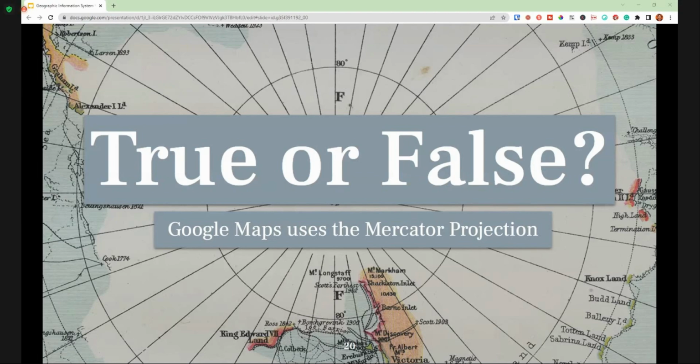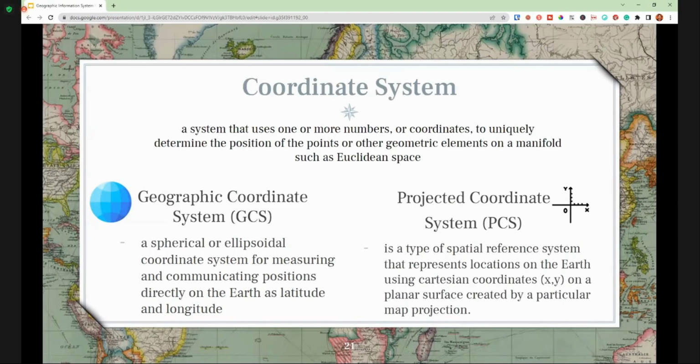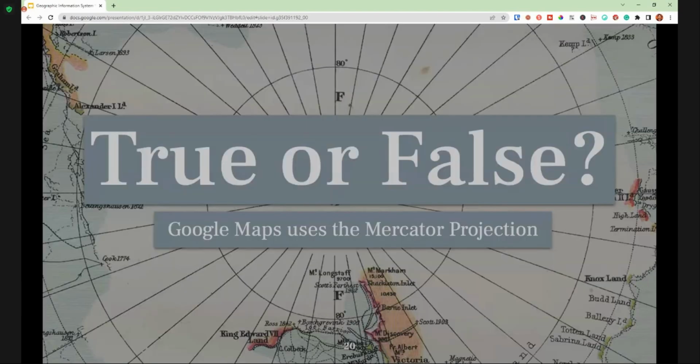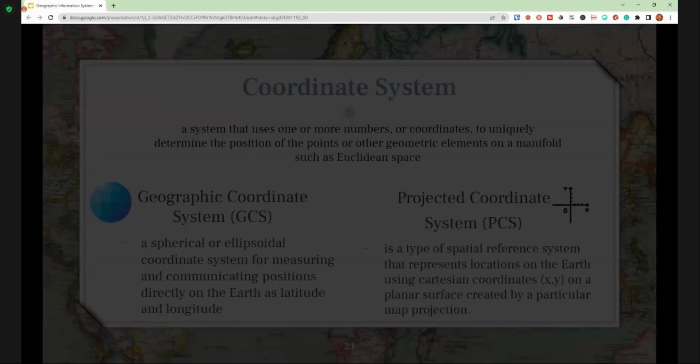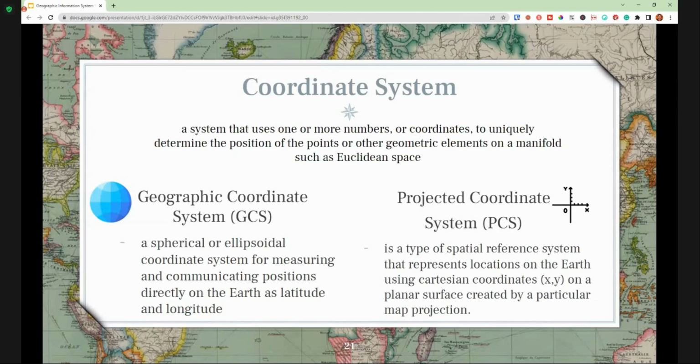Yeah. All right. So, punta naman tayo sa, so we have this projection. So, we have also this like coordinate system. So, basically a coordinate system, it's again a system that uses one or more numbers or coordinates to uniquely determine the position of the points or other geometric elements on a manifold, such as the Euclidean space. Okay. So, in GIS, there are two types of coordinate systems that we use. So the first one is the geographic coordinate system, and the second one is the projected coordinate system.